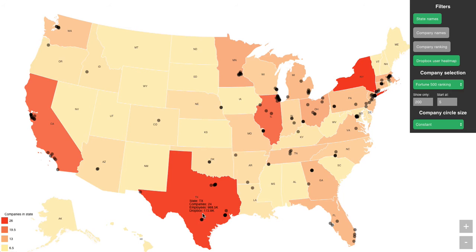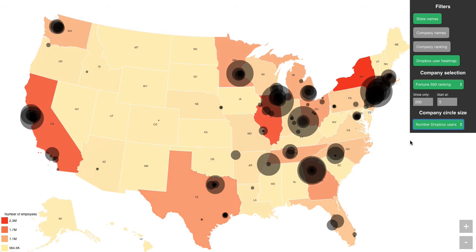Here in Texas, we have 24. Here in California, we have 18. Here in Illinois, we have 18 again. And also changing the filter here, for example, to the number of Dropbox users, we can again see the companies here using the diameter, and we can also see the color here. We have, for example, around 500,000 different Dropbox users here.